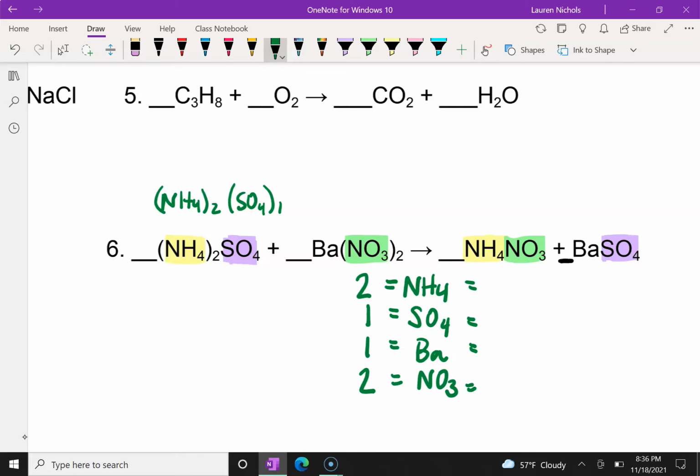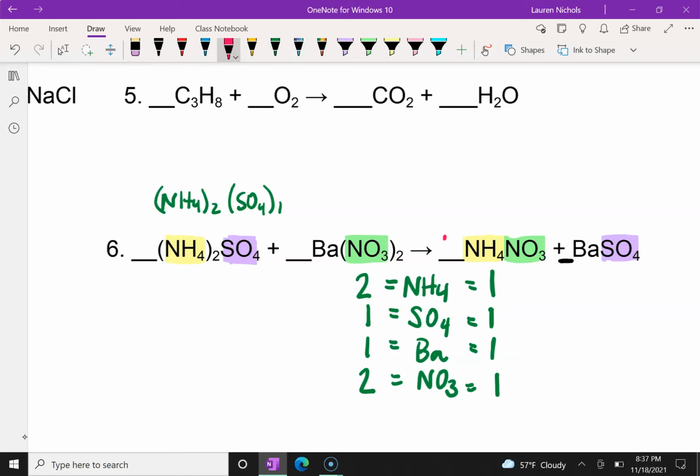And on the product side, again, when there's no parentheses around your polyatomic ion, there's just 1. So I have 1 ammonium, 1 nitrate, 1 barium, and 1 sulfate. And so we say, okay, this becomes pretty easy. I'm dealing with 1s and 2s. Those numbers are easy to manipulate.